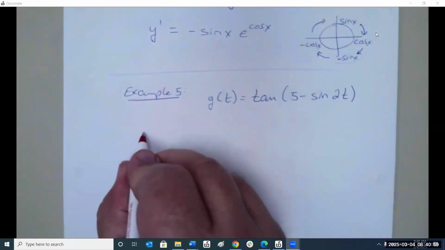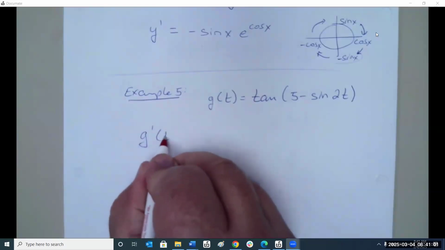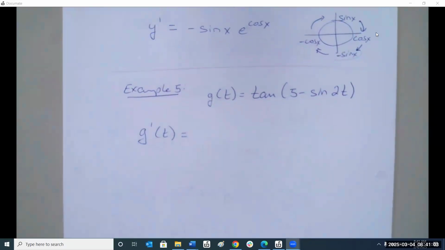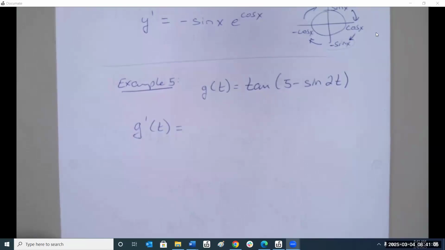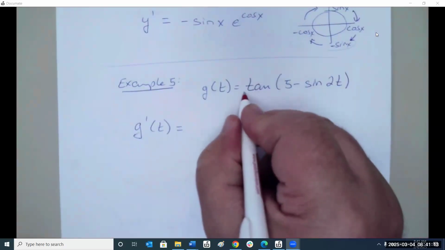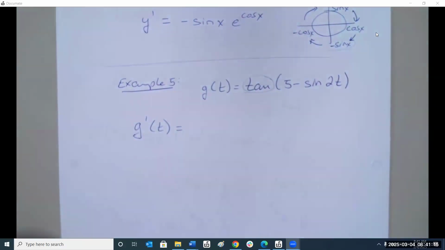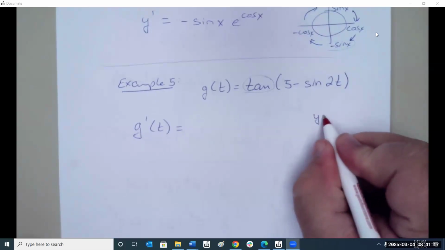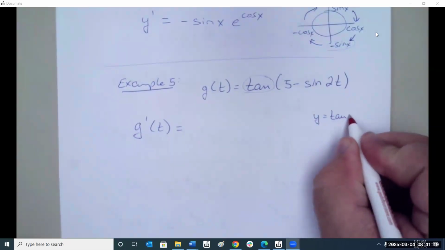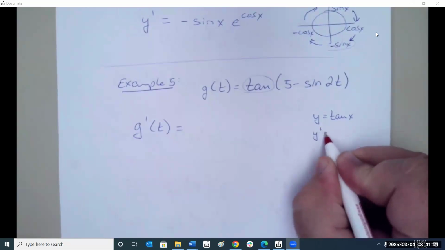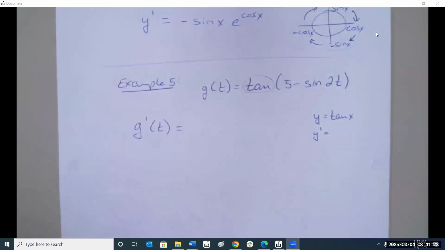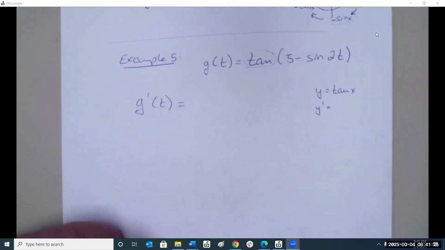Because to differentiate it, we have to first find what? The derivative of tangent. What is the derivative of tangent? So in other words, if y is equal to tangent, what is y prime? How would we figure that out?